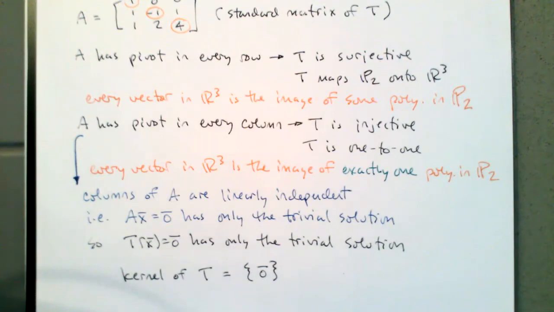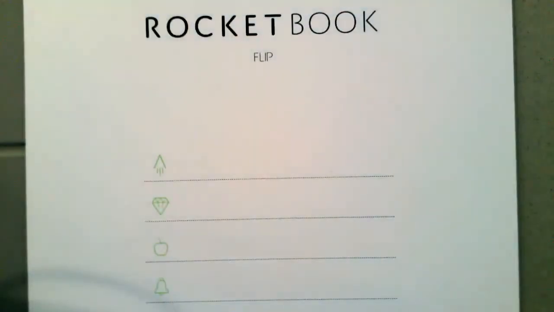So if I pick a vector in R3, then I should be able to find a polynomial that maps to that vector. And there should only be one of them. So let's try that. Let's pick a vector in R3. Uh-oh.